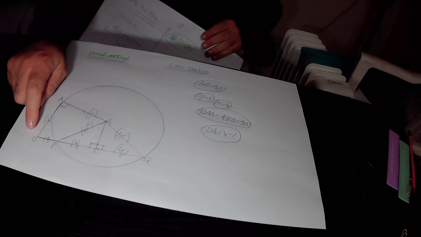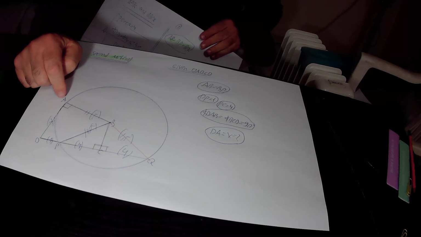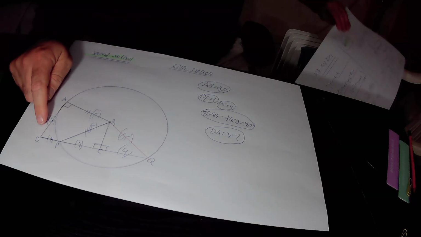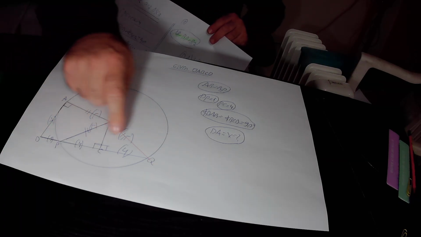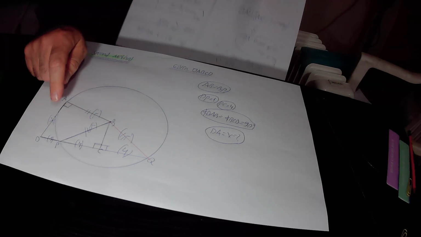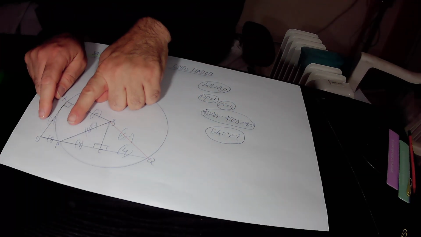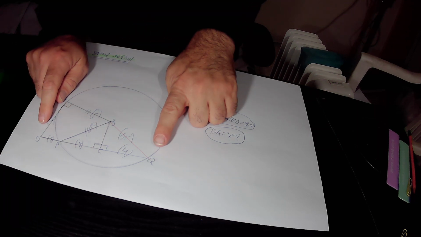This is the common point D. From the common point D, we have tangent DA that is tangent to this circle at point A. Likewise, from the same common point D, we have secant DQ. Secant DQ cuts this circle at those 2 points, P and Q. DP is the external part of the secant, and DQ is the length of the secant in total.